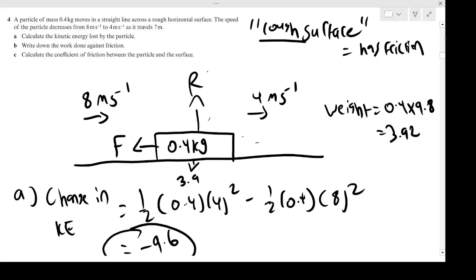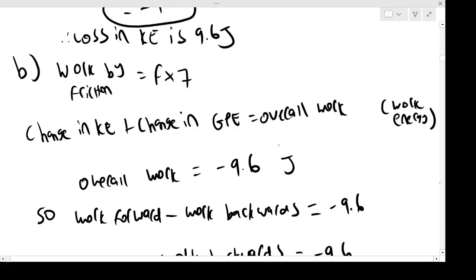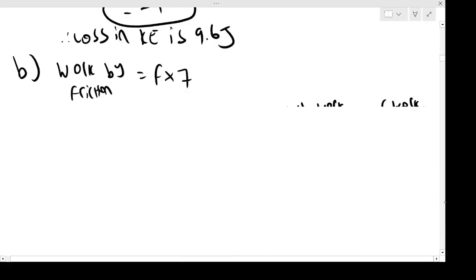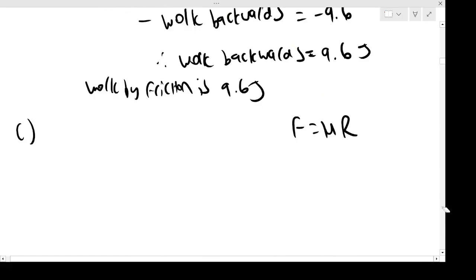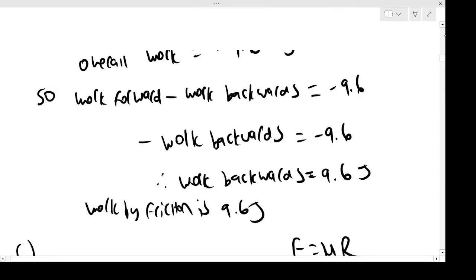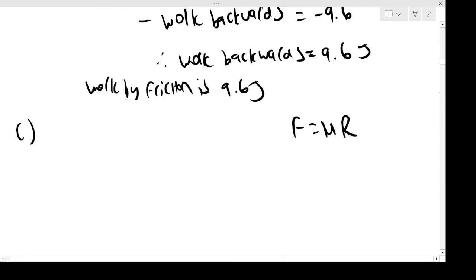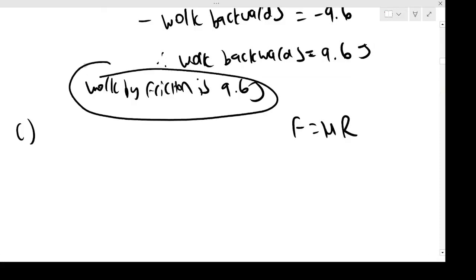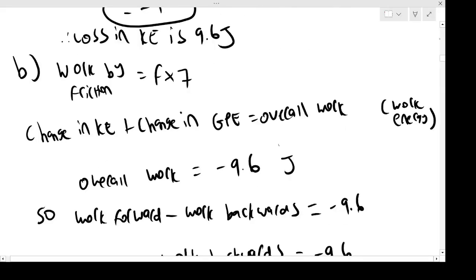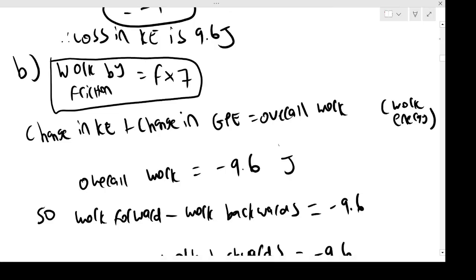Newtons there. So in order to work out the coefficient of friction, F equals mu R, I need to know my friction and my reaction. This is where we're going to need to do a bit more. We worked out the work by friction is 9.6, but hang on, didn't we discuss that the work done by friction is also the friction force times 7?